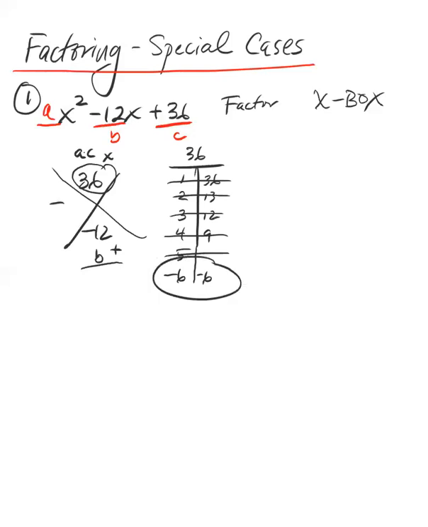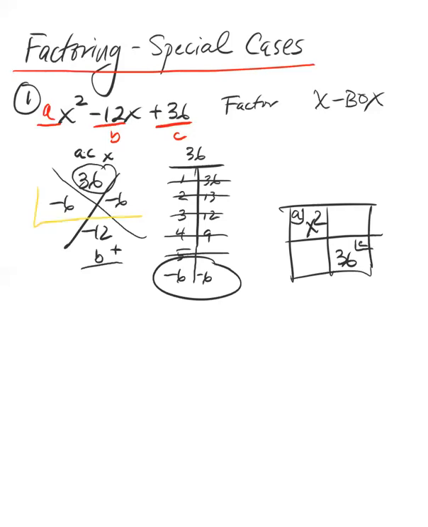So those go here, and then we create our box. Remember, our a term goes in here. That was just x squared. Our c term goes in here, and the parts that we just figured out, they go into the other two boxes. And it doesn't matter into which box they go.